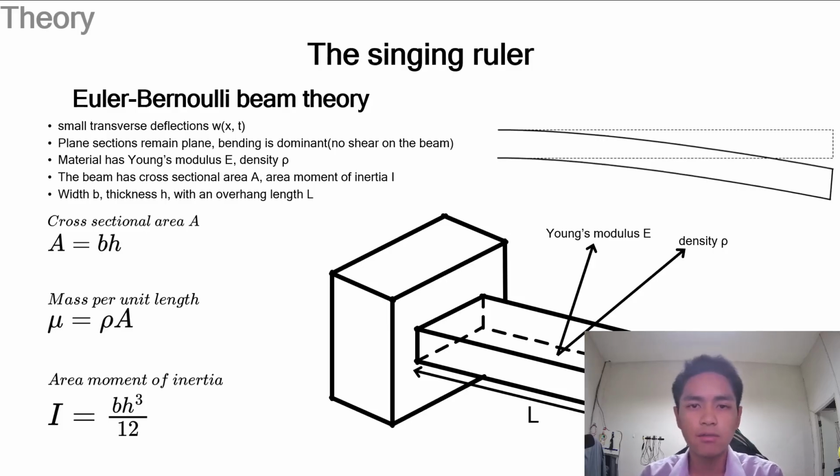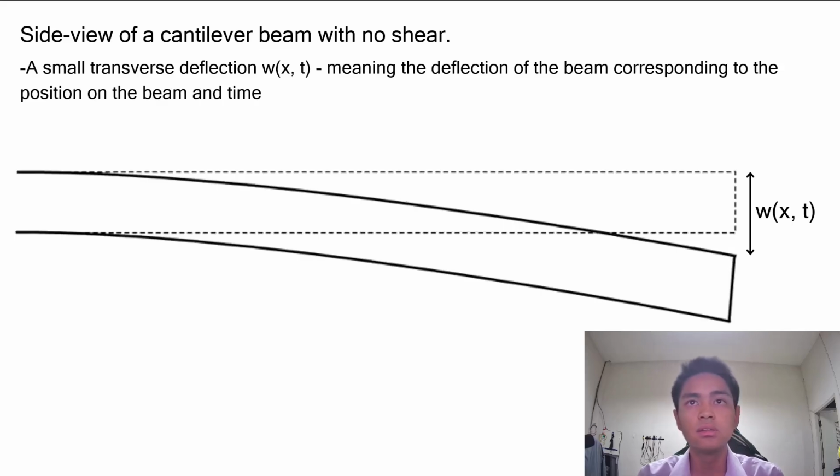Now, to derive the theory, we're going to use the Euler-Bernoulli beam theory. The conditions of an Euler-Bernoulli beam can be seen as shown on the screen. We're going to model our ruler as a cantilever beam, being free at one end and fixed at one end. This is a small deflection of the cantilever beam with no shear.